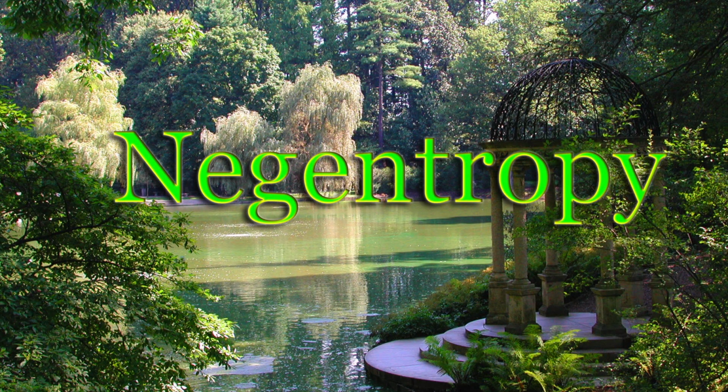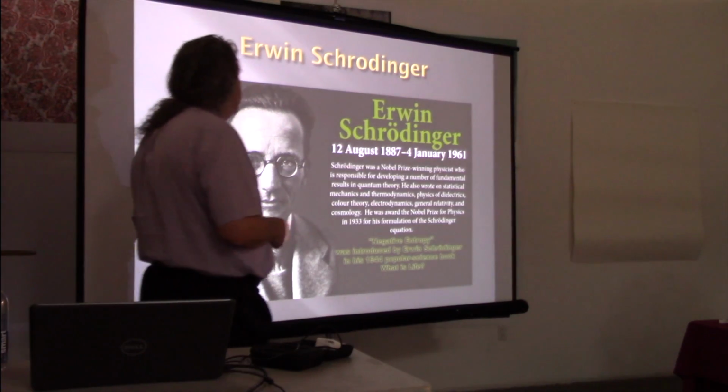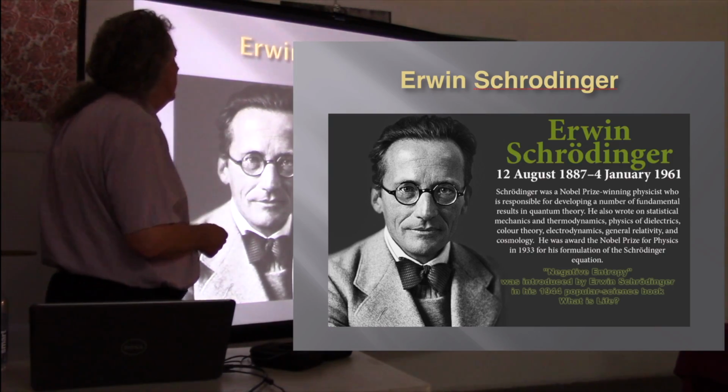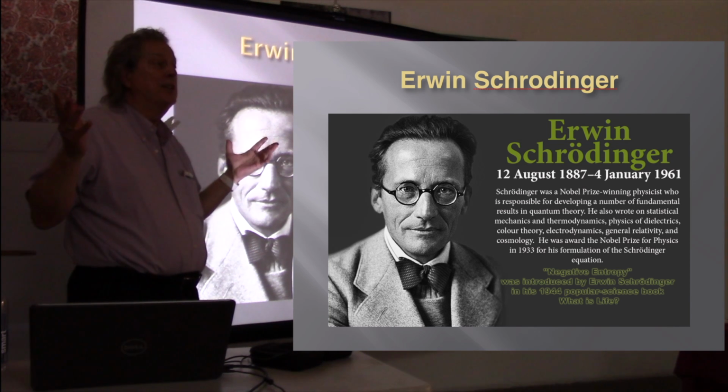So on that high note, let's talk about fighting against entropy and the man who came up with the idea. Erwin Schrödinger was a Nobel Prize-winning physicist who's responsible for a lot of things. A lot of people have heard of Schrödinger's cat.